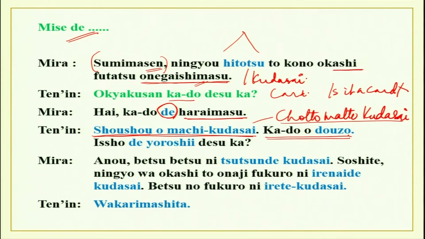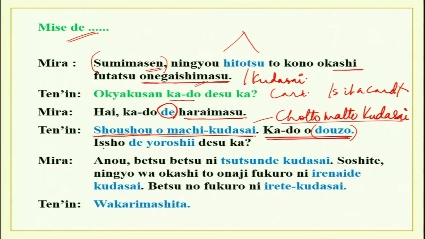Kado o dozo. So, what does this mean, kado o dozo? This is a continuation, because she has said kado de haraimasu, I will pay by card, and probably she has given her card, and he does all the payments and everything, and then he is returning the card here, kado o dozo. Dozo is actually giving permission to somebody. The literal meaning of dozo is giving permission to someone, but dozo depends on the situation. For example, kado o dozo, somebody is giving the card to you and asking you to kindly take the card. Well, please take your card.